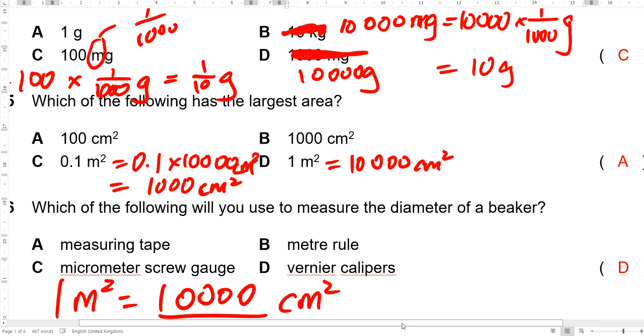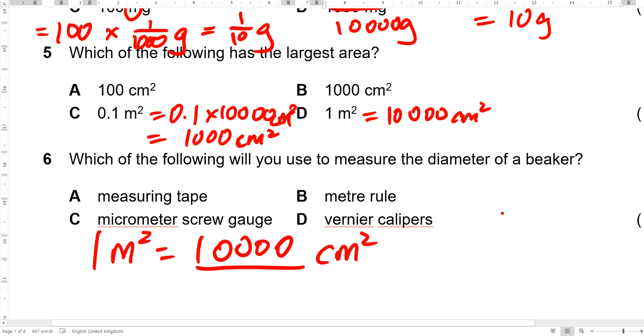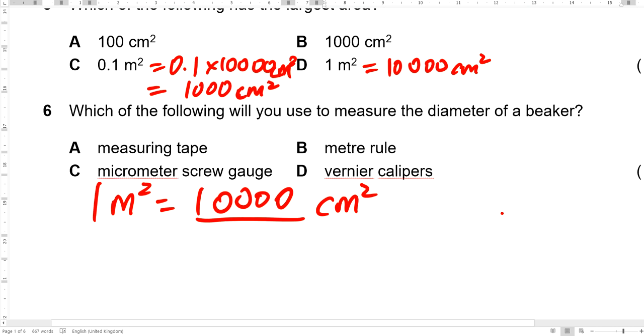Oops. It looks like there's an error. It should be D. Okay? And taking a look at the 4 options. Which 2 areas are exactly the same? B and C, yeah, they are exactly the same, although the units are different. Okay, next. Which will you use to measure the diameter of a beaker? Okay, diameter of a beaker.